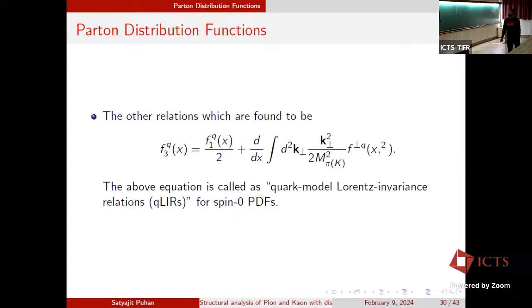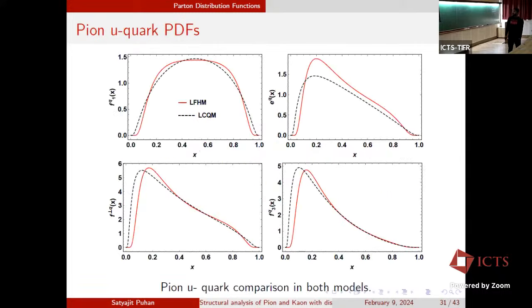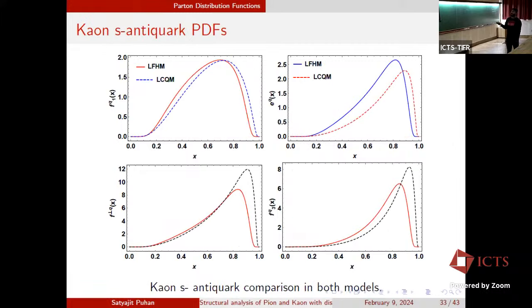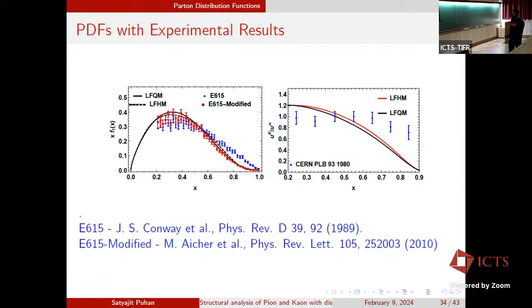And I have also checked the quark model Lorentz invariance relation, which are satisfied by the PDFs. These are the PDF relations for both the models, the light-front holographic model and the light-front quark model. Both the models have similar kind of behavior. But this is for the pion u quark PDF, and this is for the pion s-bar quark PDF.